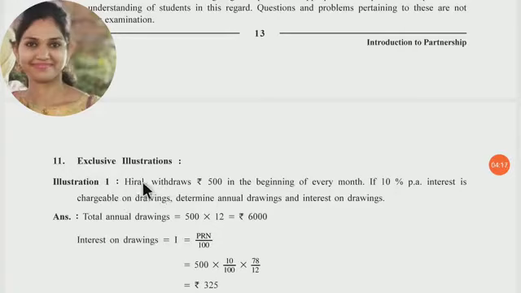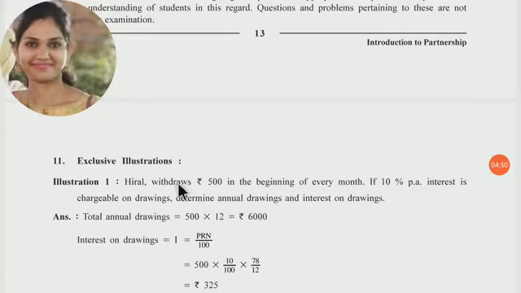Example number 1. Hiral withdraws rupees 500 in the beginning of every month. It means Hiral is withdrawing rupees 500 in the beginning of every month: the first withdrawal on 1st January, then rupees 500 on 1st February, then the third withdrawal on 1st March, right? In this way. If 10% per annum interest is chargeable on drawing, determine annual drawing and interest on drawing.